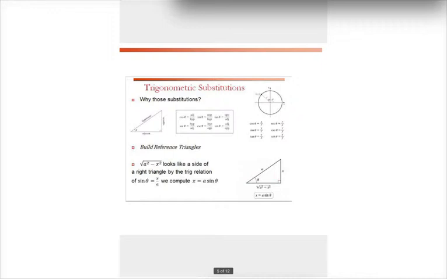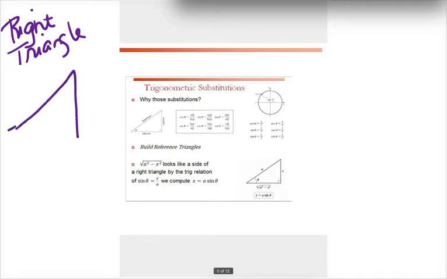So why these substitutions? Why specifically, when we see a squared minus x squared, do we pick sine of theta? Well, the answer lies in the right triangle. So let's look at a right triangle, and I'm going to rewrite it here for sake of argument.